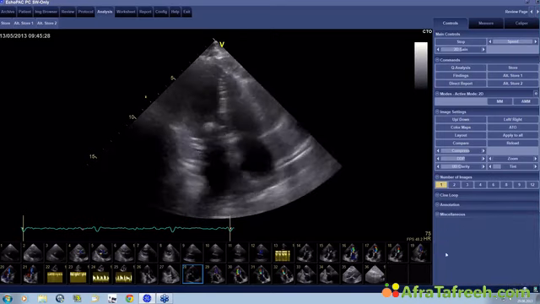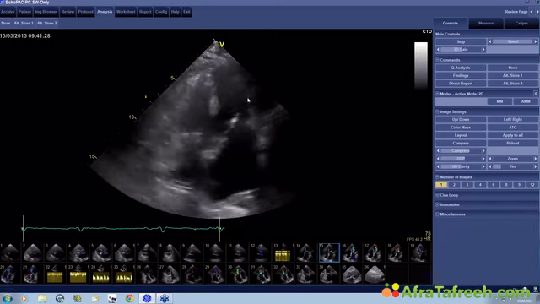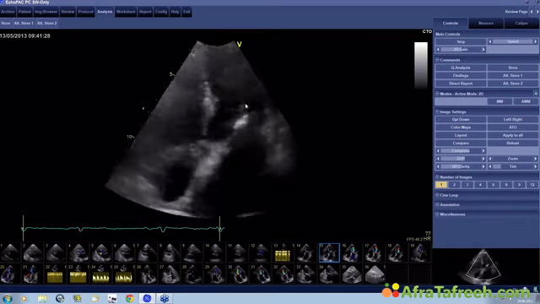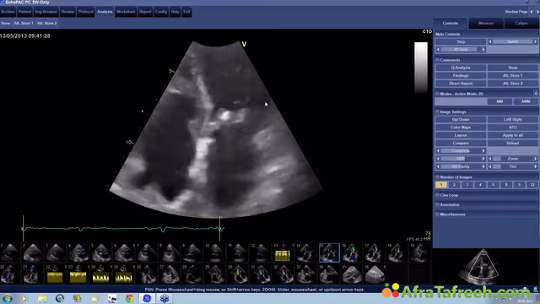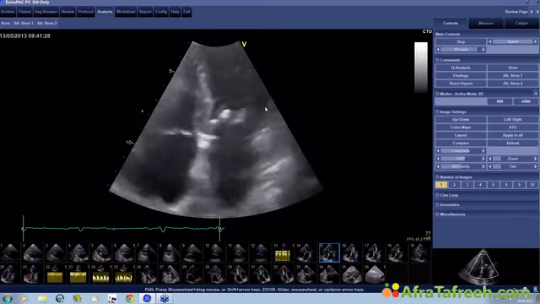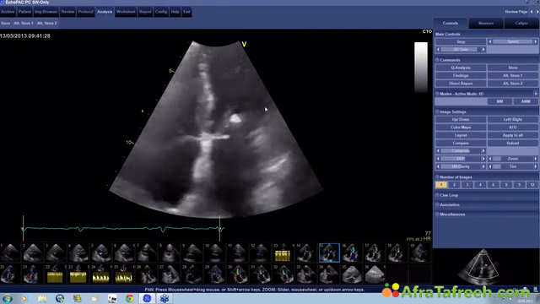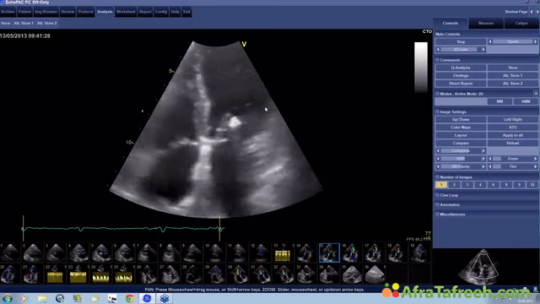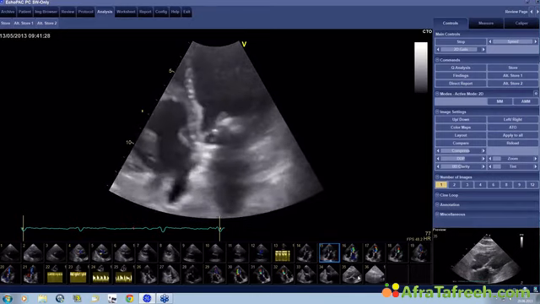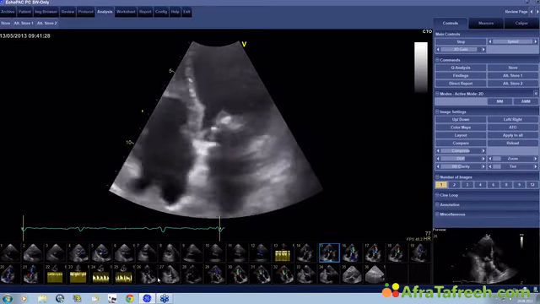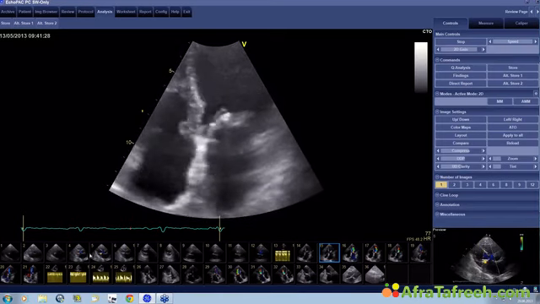In any case, there is thickening of the chordal structures here as well. I'll just increase the gain here. Hope you can see this. And this would, in my point of view, also mean at least 2 or 3. So we have 3 plus 2 is 5, plus another 2 is 7. And the last thing we have to look at is the mobility of the valve. And the mobility is rather okay.